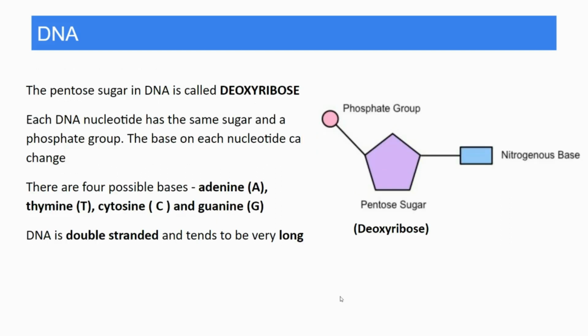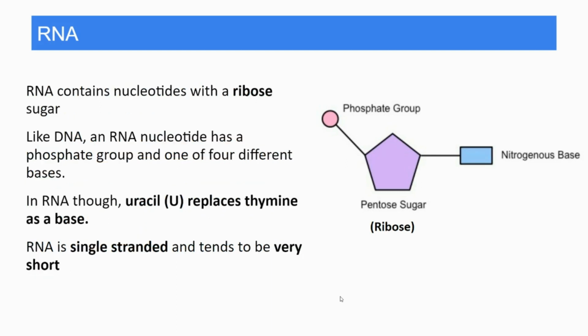In DNA, the pentose sugar is called deoxyribose. So in each DNA nucleotide, there's the same sugar and a phosphate group. However, what is different is the base on each nucleotide. There are 4 possible bases: adenine, thymine, cytosine, and guanine. So A, T, C, and G. DNA is double-stranded and tends to be very long.